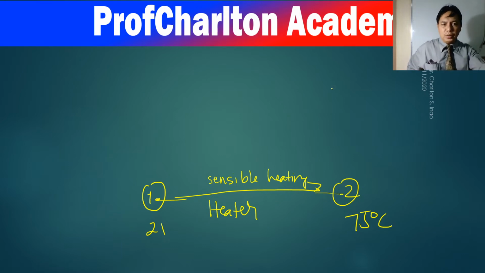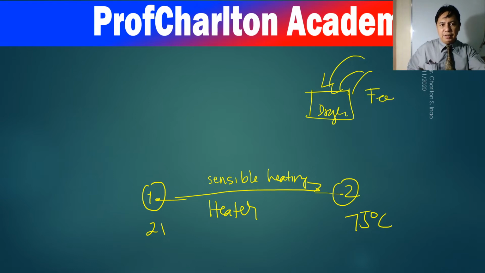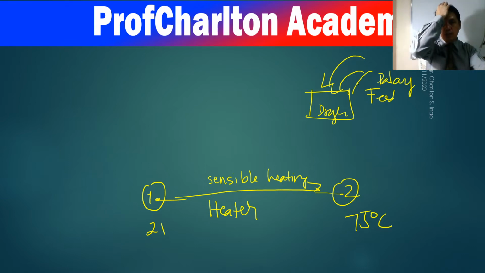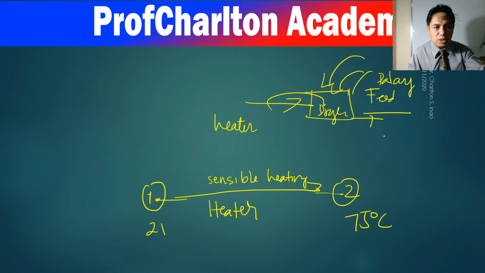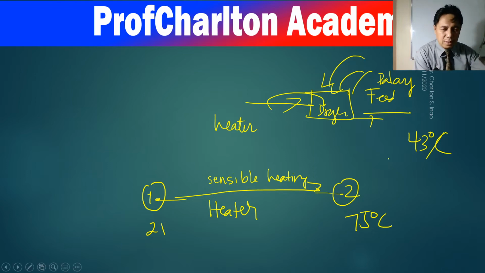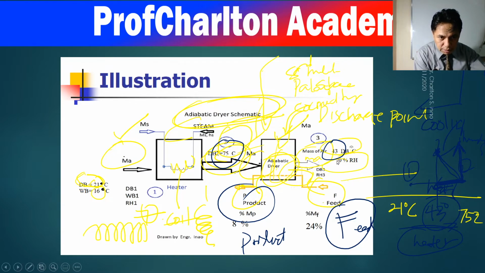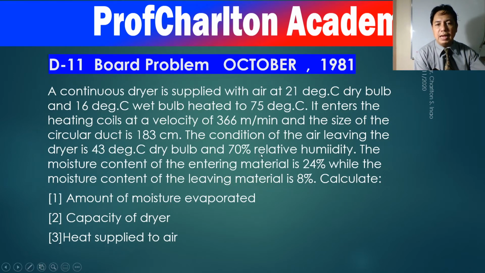Now when you try to put some material in the dryer, you feed a material, like in this case palay or grain, so that the heat coming from the heater will transfer to the palay. So obviously, the temperature will be lower than 75. So here at this point in the problem, there's 43 degrees centigrade, and I think, what is the relative humidity? 70. Yes, 70% relative humidity.